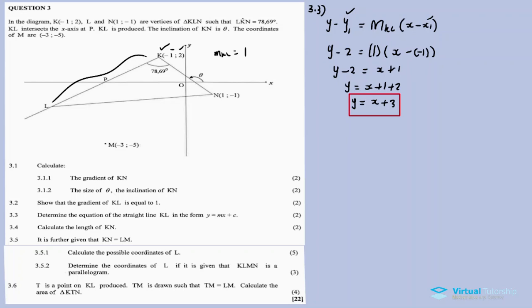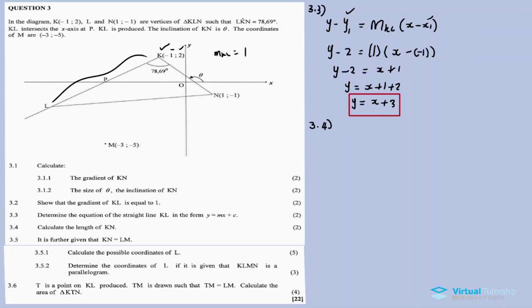Now let's see 3.4. Okay, 3.3, 3.4, 3.1. In fact, in most of the questions, this is where you grab marks. Straight line, finding the equation of a straight line. Calculating a gradient, this is where you grab marks. Calculating a midpoint.